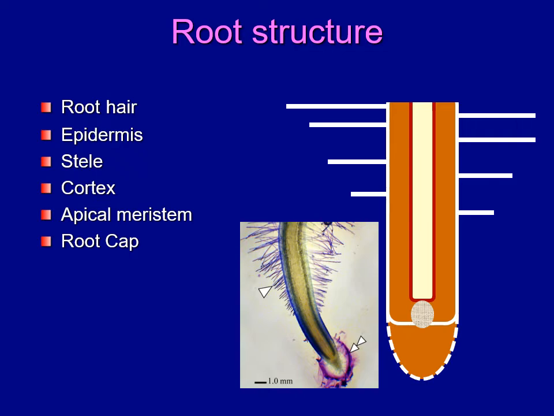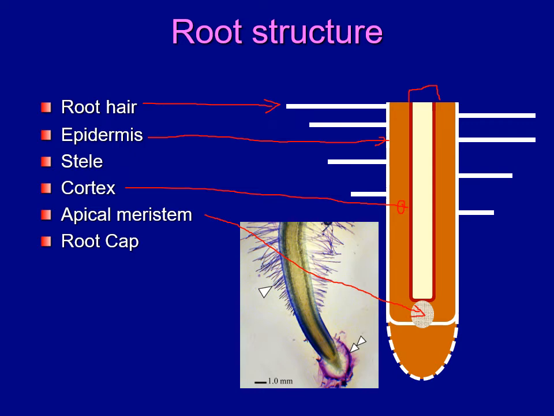So, looking at root structure together, my little icon here, looking at root hairs, right? So the hairs are coming off the epidermal tissue in the exterior. The stele, that's an introduction to a term. That's the central column that includes the vascular bundles. The cortex, right? That's this area just outside the stele. The apical meristem, this is where the heart of it all is, right? This is where all the division's happening.